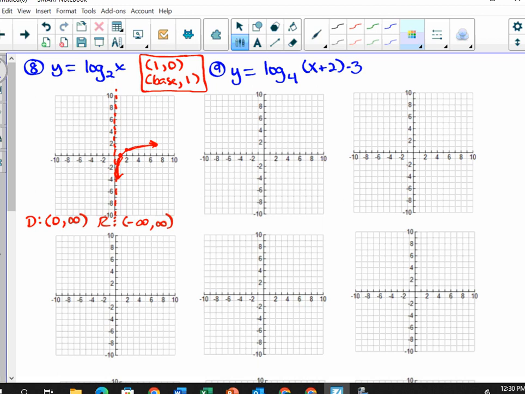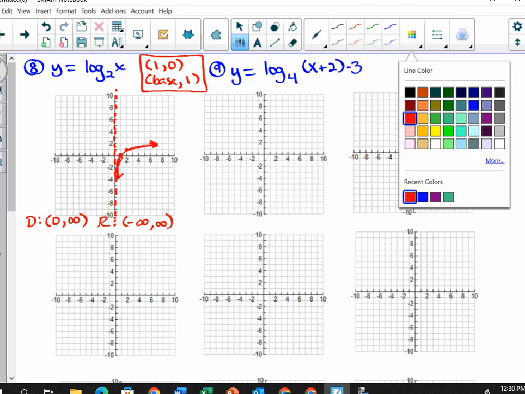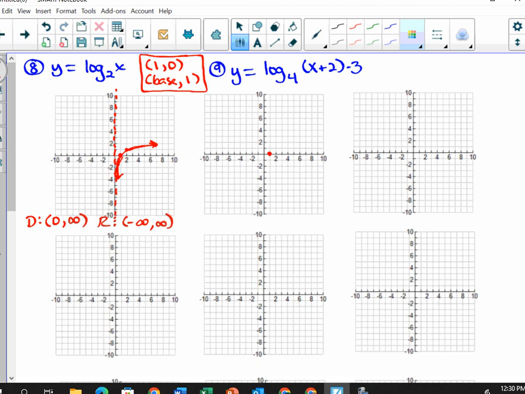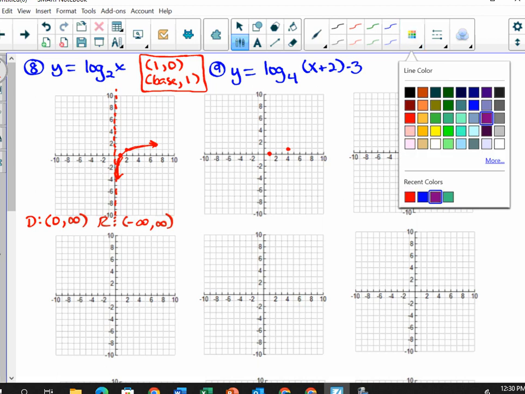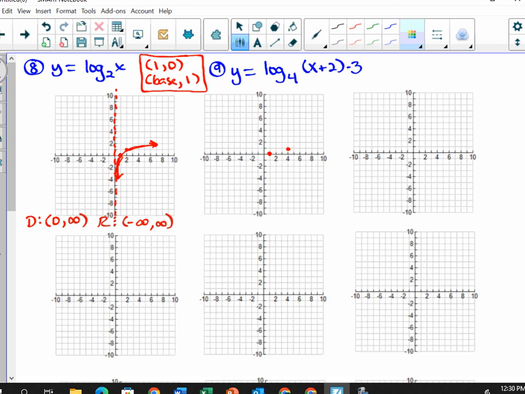So what are our 2 points? 1, 0, and 4, 1. Where am I going? That's left 2, down 3. So 1, 2, then 1, 2, 3. 2, 3.